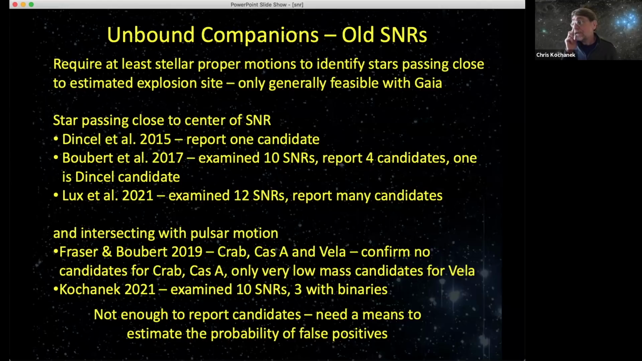And then what we did is we took the 10 supernova remnants from our previous study where the neutron stars also had proper motions. That included the 3 where there were binaries. Basically, Gaia gave you the proper motions of the binaries, so you could also look for triples. Now, one problem with this is if you look hard enough, you're always going to find a star that is a candidate. So you need some other way to evaluate not just whether you have candidates, but the probabilities of things being false positives.